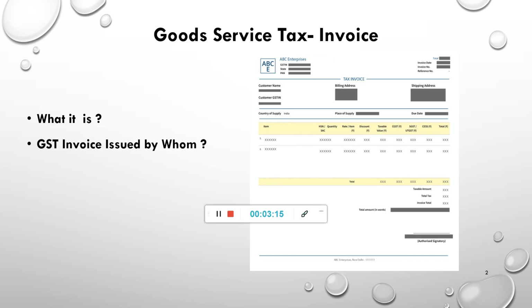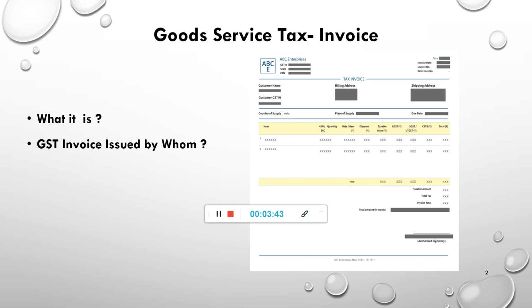Under GST, a tax invoice is an important document. It not only evidences supply of goods or services, but it is also an essential document for the recipient to avail input tax credit. A registered person cannot avail input tax credit unless he is in possession of a tax invoice or a debit note. GST is chargeable at the time of supply.